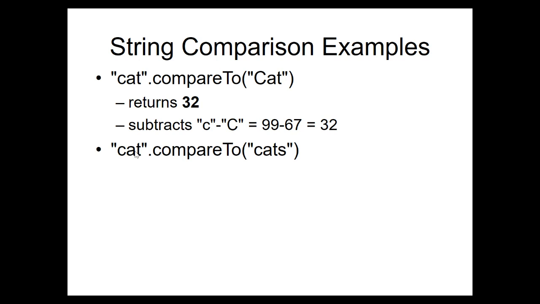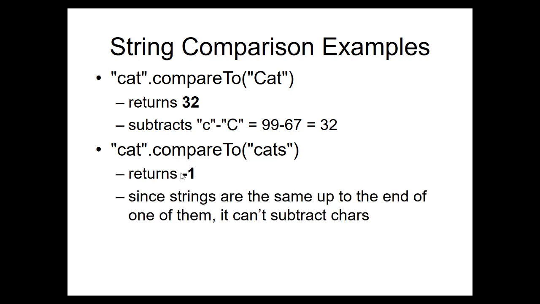So what happens if there's no difference, but it didn't finish going through all the letters in both words? Then what it does is it subtracts the length. So this is of length 3, this is of length 4. So this should do 3 minus 4 and return -1.